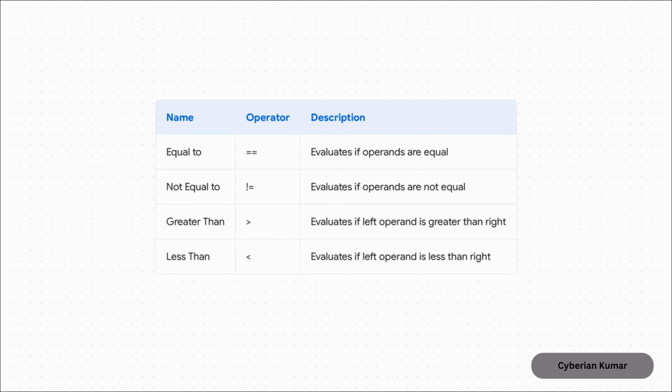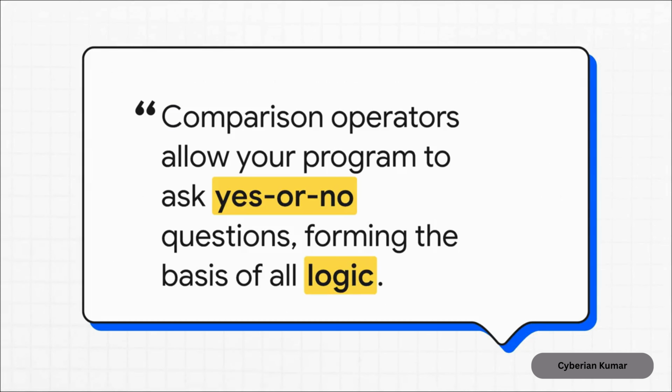Is this number bigger than that number? Does the password match? And the answer to any question you ask with these operators is always a simple true or false. And you really can't overstate how important this is. Every complex decision a piece of software makes, from deciding if you can log in to landing a rocket on another planet, it all boils down to a huge number of tiny, simple yes or no questions. This right here is the absolute foundation of logic in code.